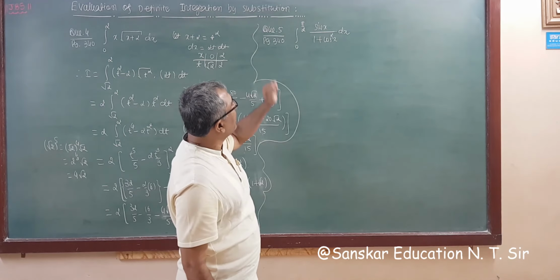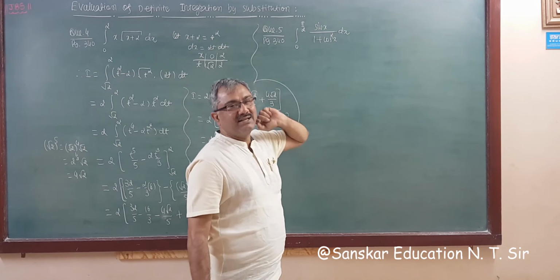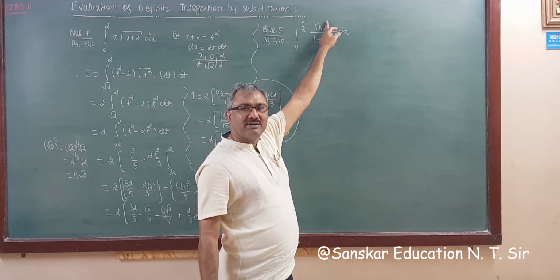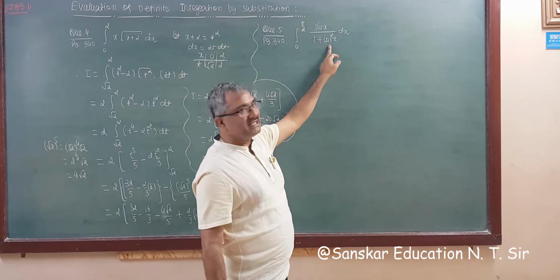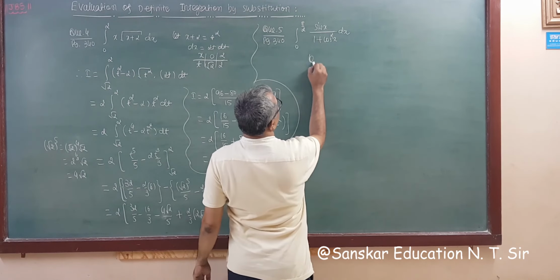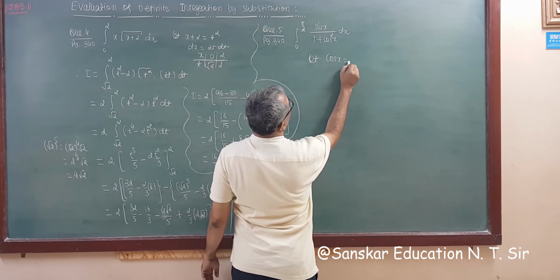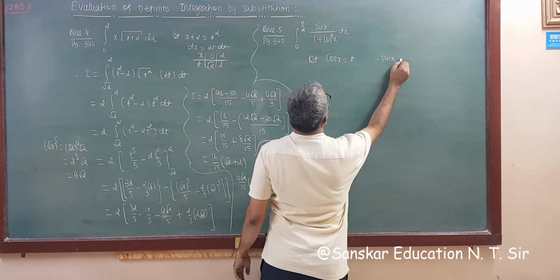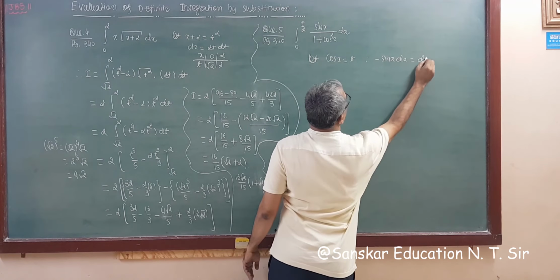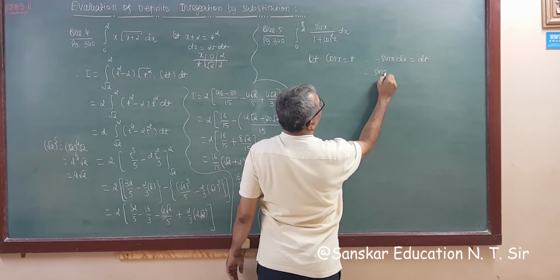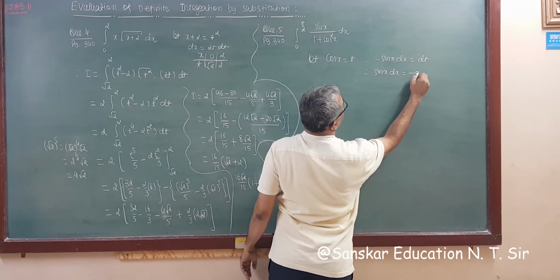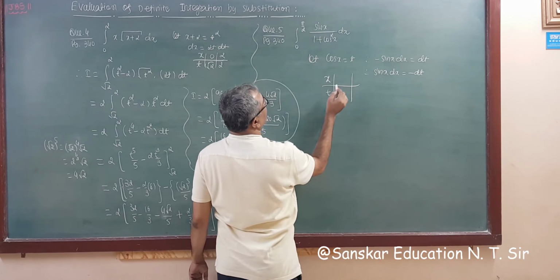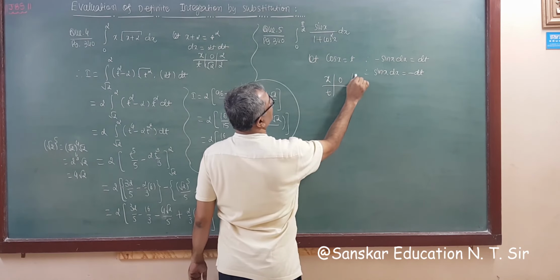Now this is cos square x sin x. The derivative of cos x is minus sin x, I know, right? But here is sin x there. So assuming cos x is equal to t, let cos x is equal to t. The derivative of this is minus sin x dx is equal to dt, that is sin x dx is minus dt, and changing the limit of x, x is 0 to pi by 2 there.